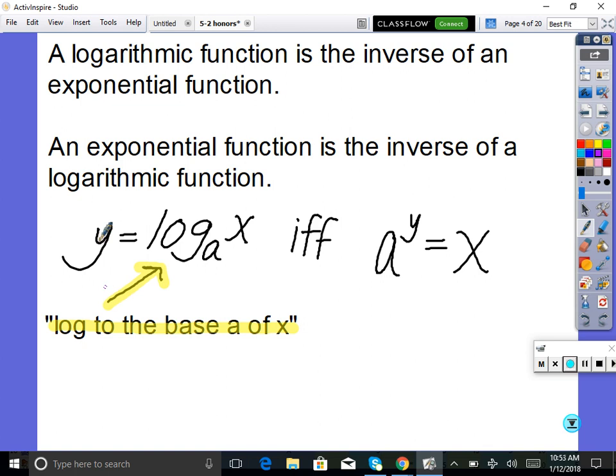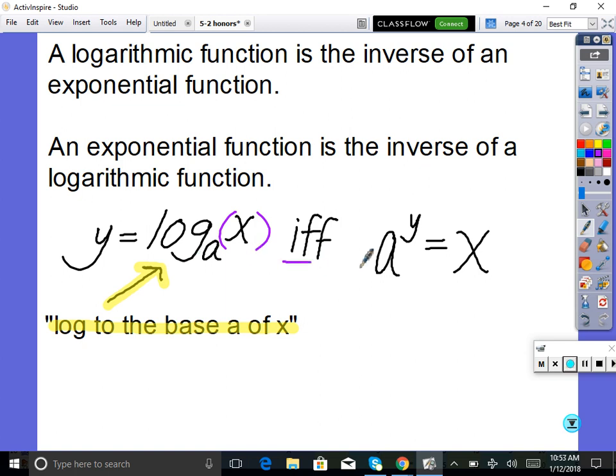So this is the function, y is equal to, read like this, log to the base a. The a is written smaller, down here a little, like a subscript. So this is read log to the base a of x. Now the x is trapped inside the parentheses: log to the base a of x. Does everybody see what I'm saying? Okay, cool.